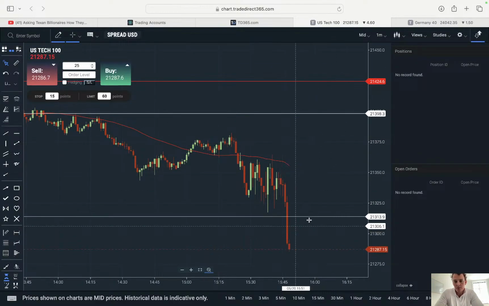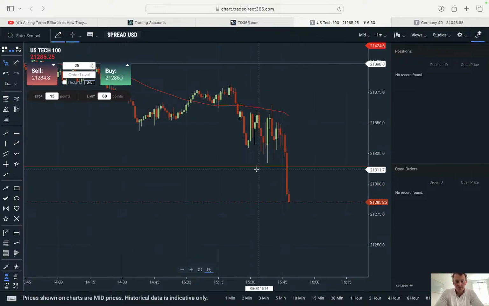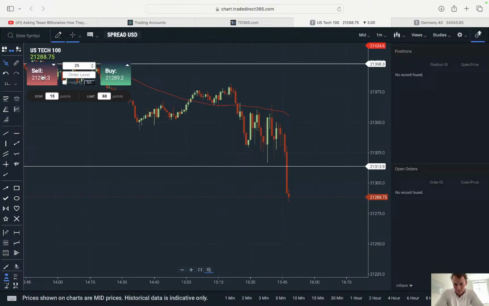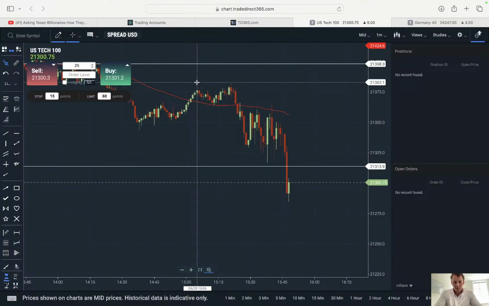So long above, short below. So I'm gonna go short now. This is a new range. I think it's gonna come back. So just have that risk in mind. I think it's gonna come back now. Just be careful.